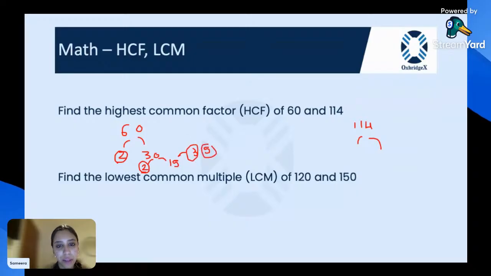So the prime numbers that make 60 are 2 times 2 times 3 times 5. Can we just appreciate how well I'm writing on this? So 2 times 2 is 4, times 3 is 12, 12 times 5 is, how cool is that, 60. So as you can see, it's just about working with prime numbers only. That's how to make 60.